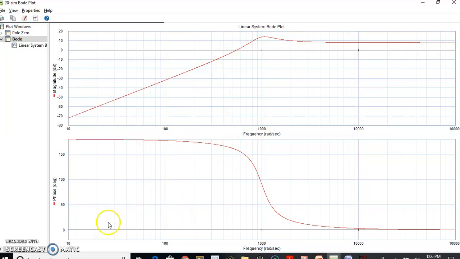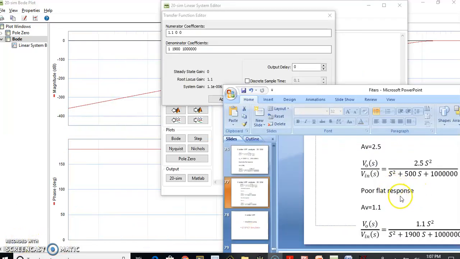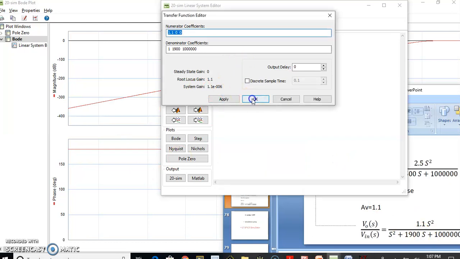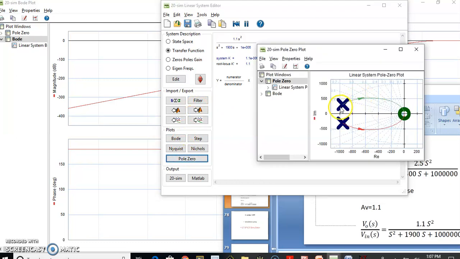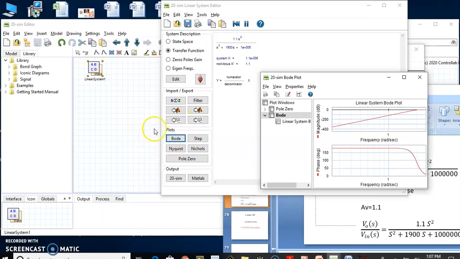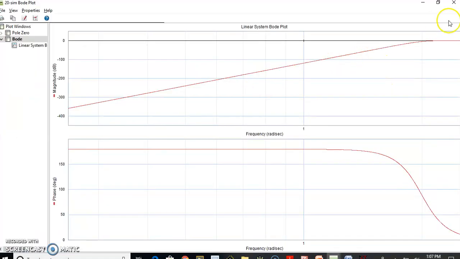So let us see the pole flatness response for a reduced gain. Next we have the poor flat response, where AV is equal to 1.1, you can see this is at 1.1, and we have it as s square plus 1900 s plus 1000 square. So that's what you have here. Let us see the Bode plot as well as the pole zero plot. You can see this is the pole zero plot. This is too far away from the imaginary axis. We have the repeating zeros at the origin. The corresponding Bode plot will show you the poor flat response. You can see the flatness is not very good here, so it has reduced a bit.